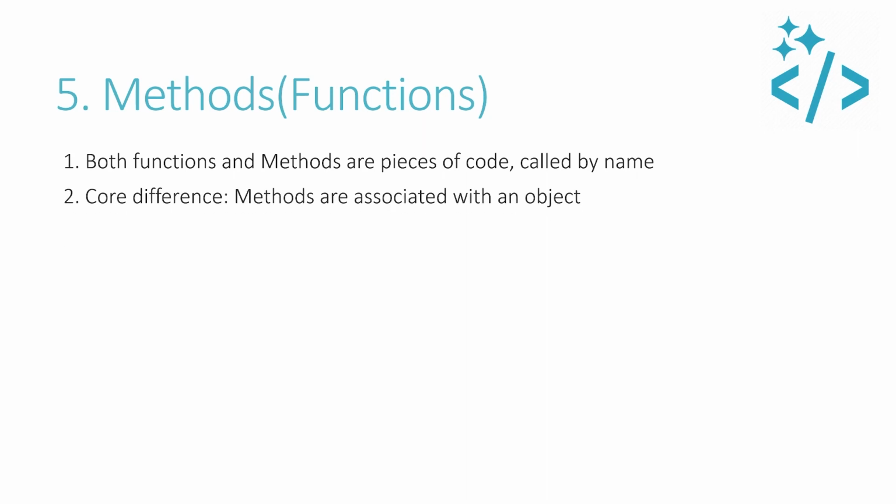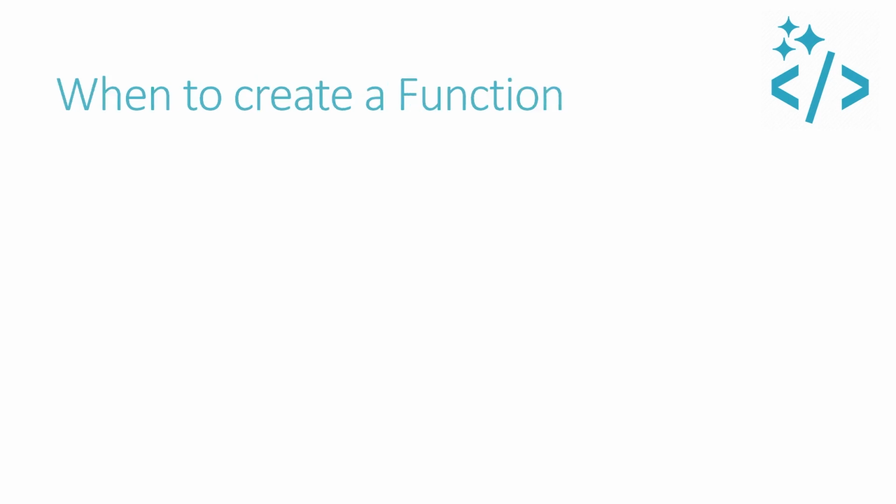Yeah, the difference is that methods are associated with an object, whereas functions can be called without having objects. And in this course further we will use these terms, methods and functions, interchangeably. Good. Let's think a bit about when we should create a function.